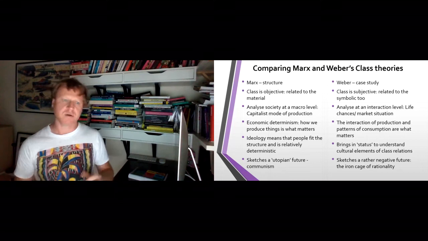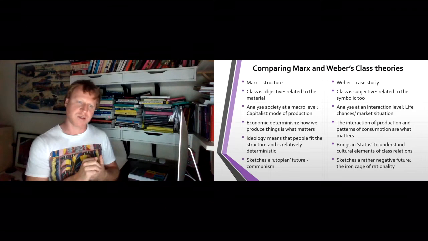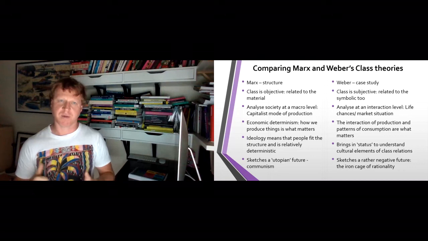Interestingly, though, while Marx is seen as an inherently critical theorist, he sketches a utopian future around communism. Weber, not so much. He sees the future being much more negative, that we're trapped in the iron cage of rationality.